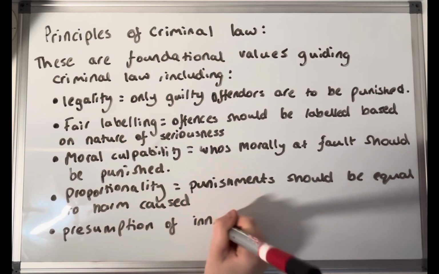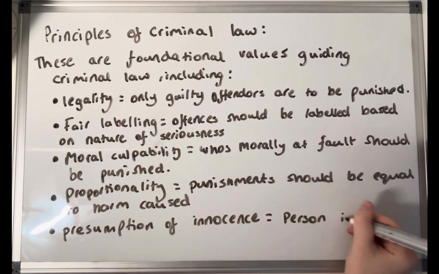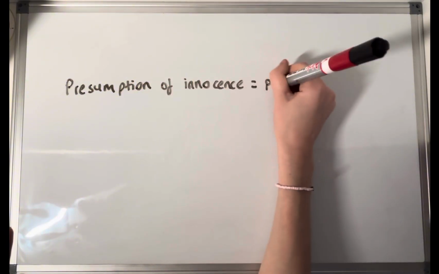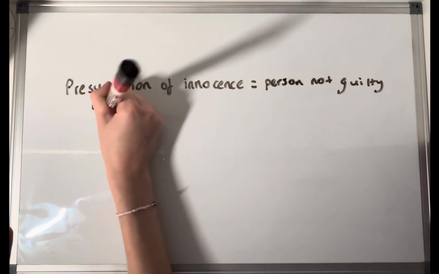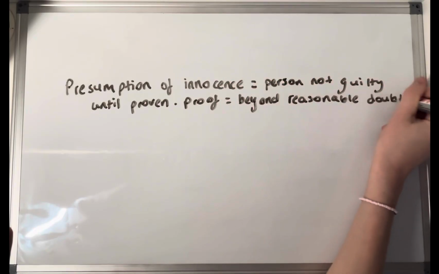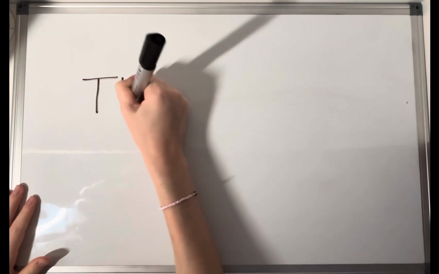And presumption of innocence, this bit got cut out, so I will be rewriting it in a few seconds. So presumption of innocence, essentially the belief that a person is not guilty until proven guilty, so proof has to be beyond reasonable doubt. So that's it for today's video.